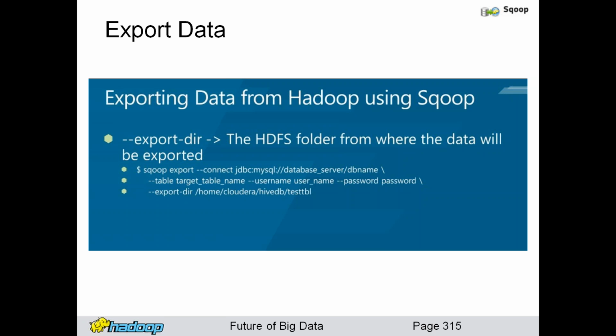You have to specify the directory in the same format as it is available, the structure of the lines of raw data, which will be read using a delimiter, then exported and stored into your databases, in the target table you want to update. So this is the export command. Any questions on this? Anybody has any questions on the export function?